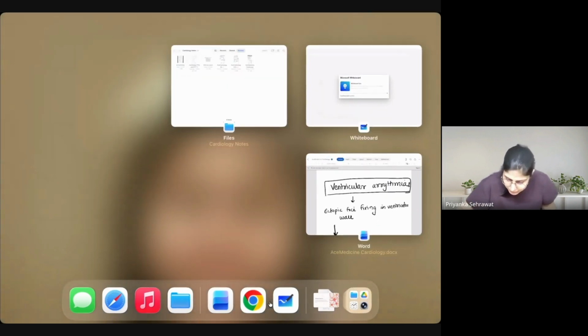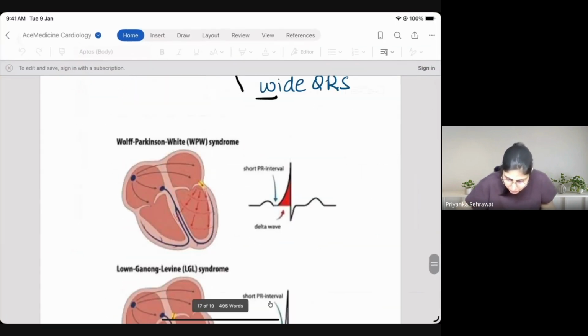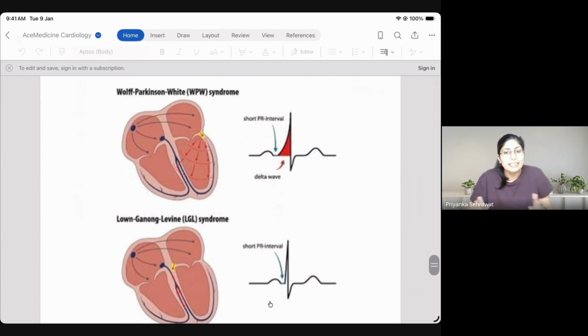Right, I will show you in this. Something known as delta wave. Can you see here? The delta wave is an abnormal S wave. It is upsloping of the PR interval to the R wave. Shortened PR interval. Why did the PR interval become short? Because bundle of Kent is faster than the normal AV node. So the delay of the normal AV node has decreased. Bundle of Kent is faster. So PR interval gets shortened.